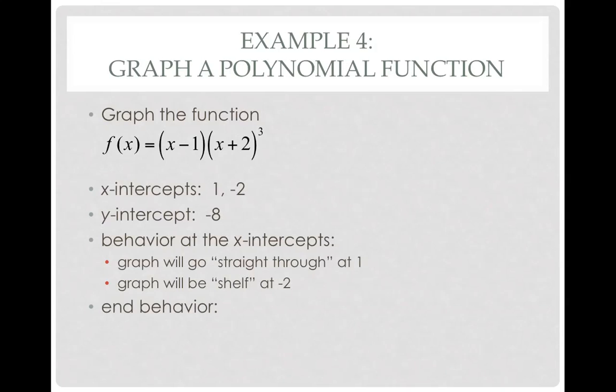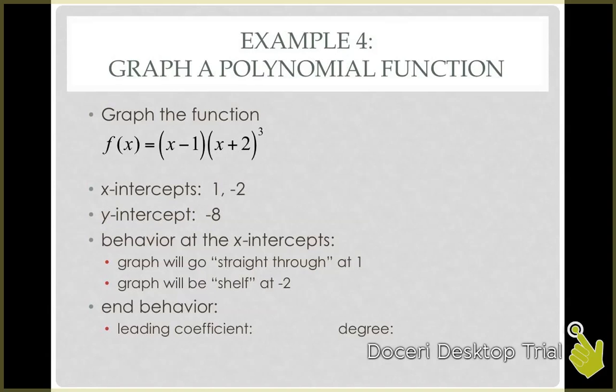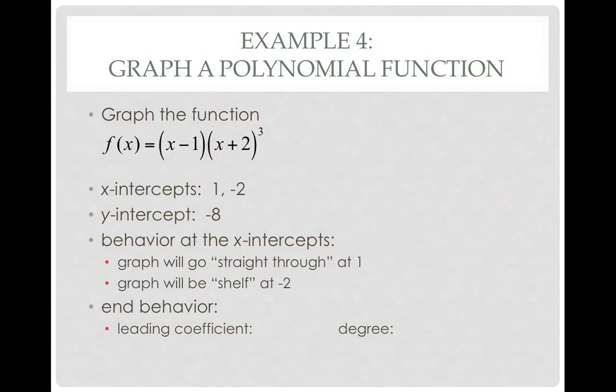And then for end behavior, this is the one that's a little trickier if you're already in factored form, but it's really not that difficult. Because if you think about it, my leading term is the result of taking this times this when it's cubed. So my leading term in this case is just going to be x to the 4th. So the leading coefficient will just be a 1, which is positive, and the degree is going to be a 4, which is even.